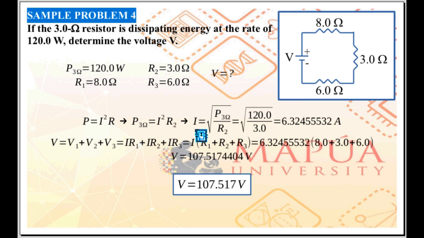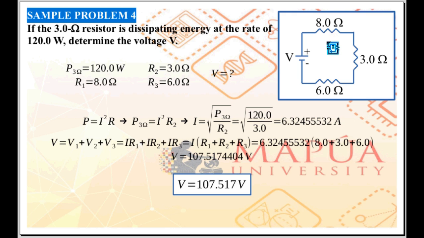Isolating I, we have I is equal to square root of P3 ohm over R2. We know P3 ohm. We know R2. We are able to calculate I. I is equal to 6.32455532 amperes. The resistors are in series, meaning their voltages will add up.